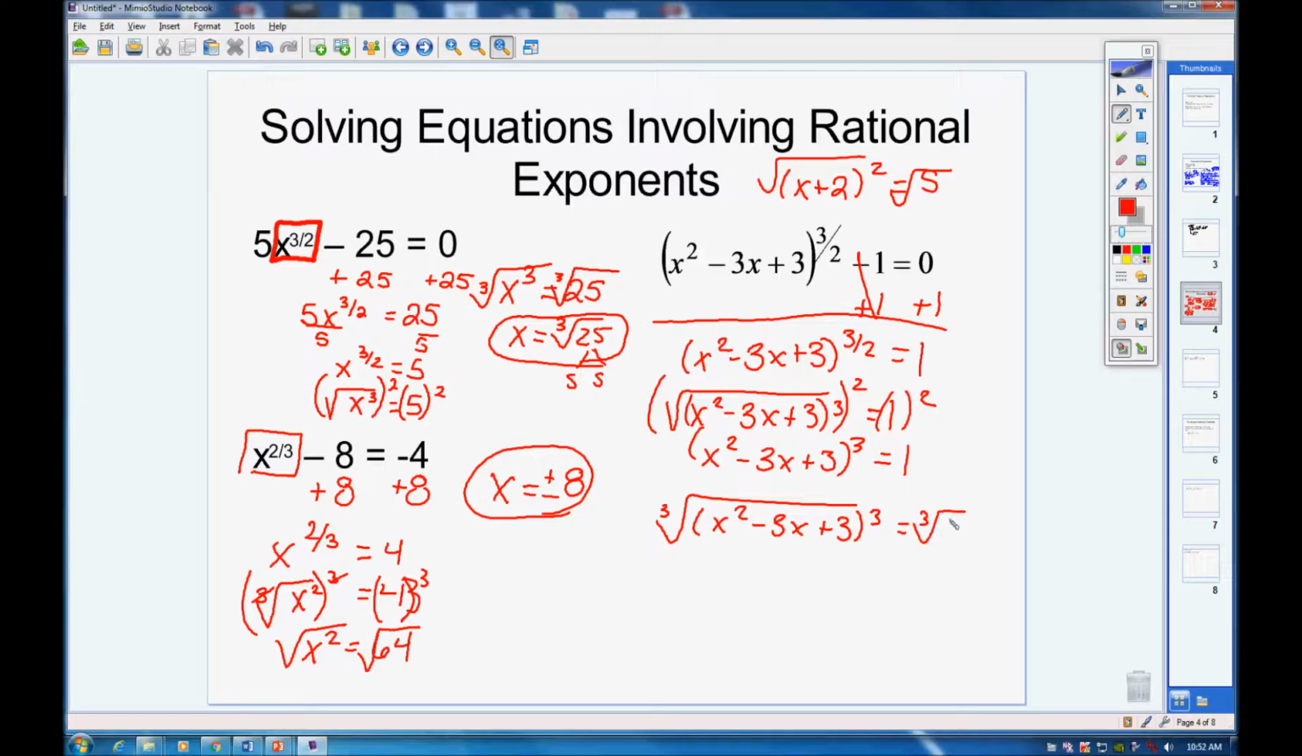Since I'm cube rooting and that's an odd number, I don't need to use plus or minus. So what I have now is x squared minus 3x plus 3 equals 1. Cube root of 1 is 1. Now it's a quadratic, so I need to subtract the 1 and solve. What are two numbers that multiply to be 2 and add to be negative 3? x minus 1, x minus 2 equals 0, so x equals 1, 2.